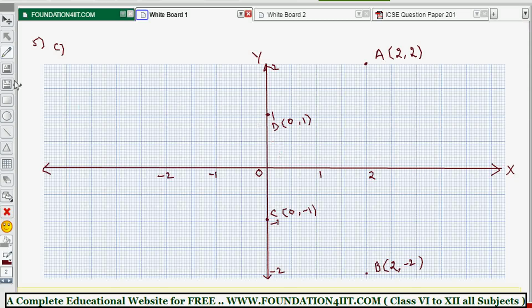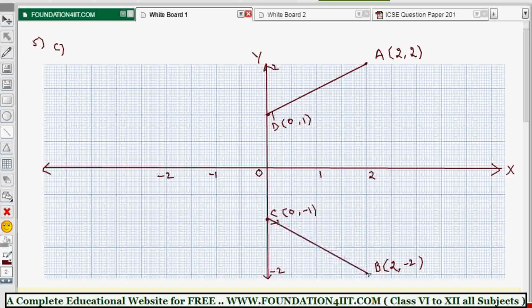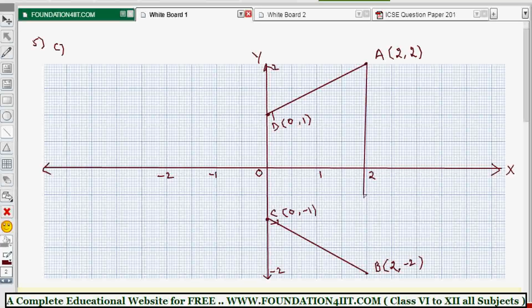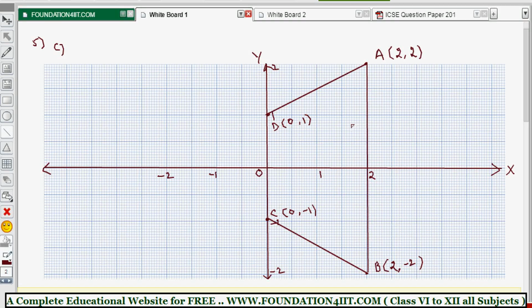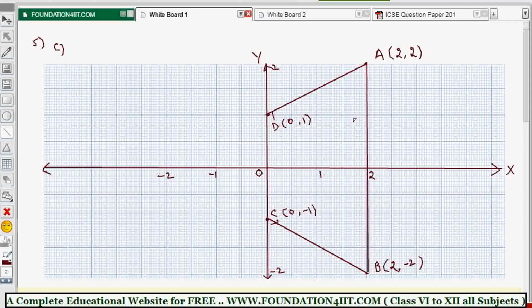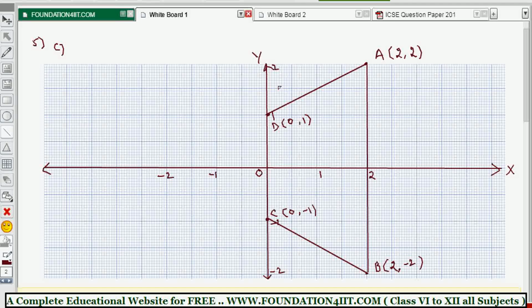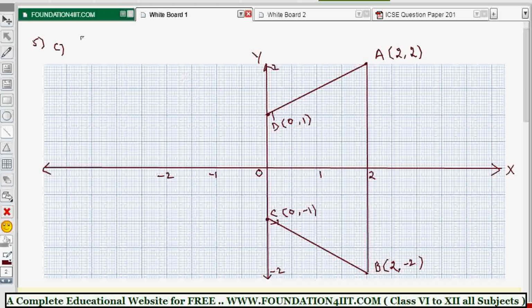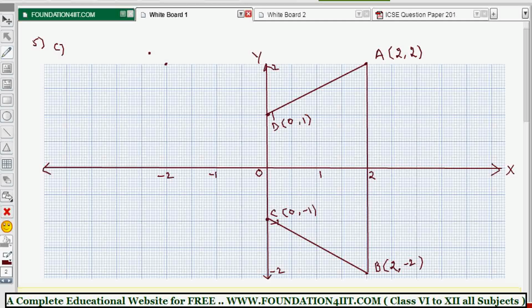So if you join A to D, this is a quadrilateral which is given. Then reflection on the y-axis. According to the first, A is 2 comma 2. Reflection on the y-axis is minus 2 comma 2, right? This y-axis reflection is A dash, so minus 2 comma 2.